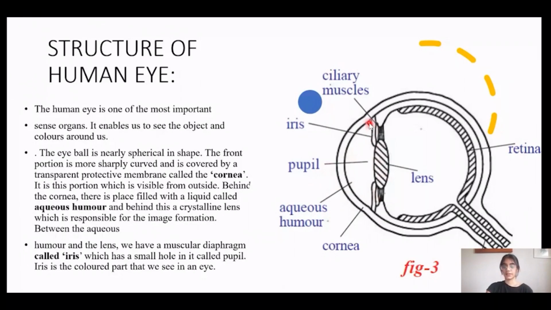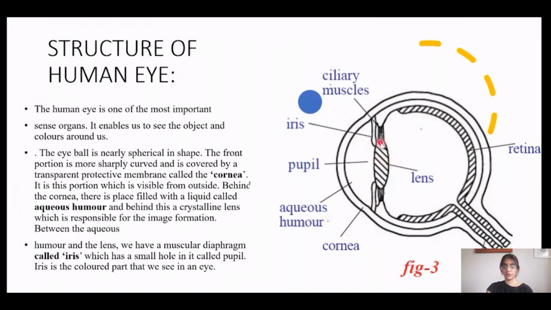Behind the cornea, there is a liquid, as I told you, and this liquid is termed the aqueous humor. And behind this liquid, exactly, you have your lens. And behind this lens, you have this surface called the retina, which is responsible for image formation. On this surface, this is your screen. This is the screen of the eye.